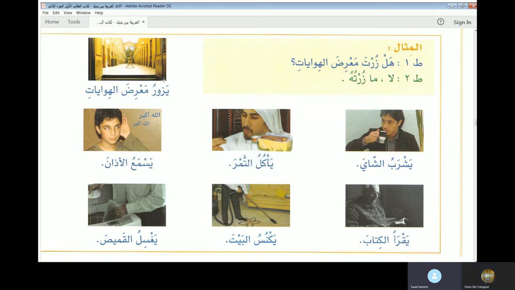Now let me tell you one more thing. In fil muzare we have ya in the beginning of the verb. Usually for third person we have ya, but in fil mazi we don't have ya in the beginning, we have ta at the end. So say hal akalta, just remove ya from the beginning and add a ta at the end. Hal akalta tamra? Do you eat your dates? Okay. So then I would say la, ma.